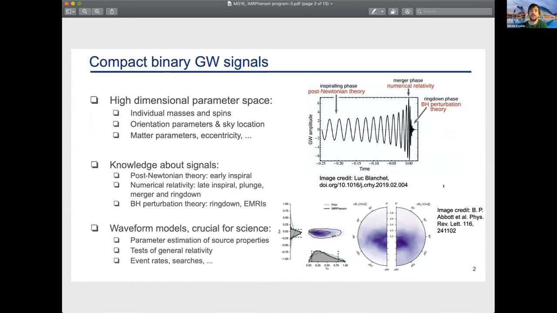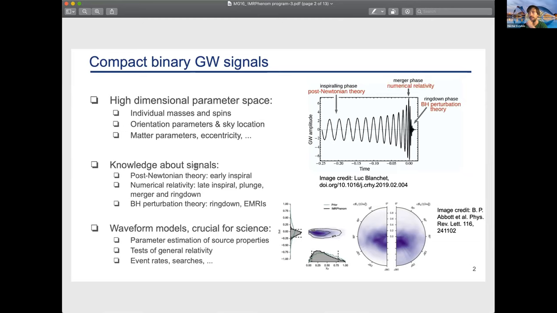Let's start first with a very brief introduction of compact binary coalescence signals. These are, at the moment, the only type of detected gravitational wave signals, and they encode a lot of information about the system. For example, the individual masses and the individual spins, sky position, and other parameters.